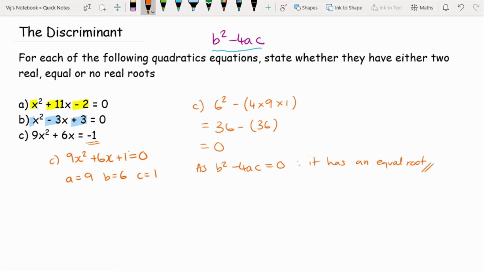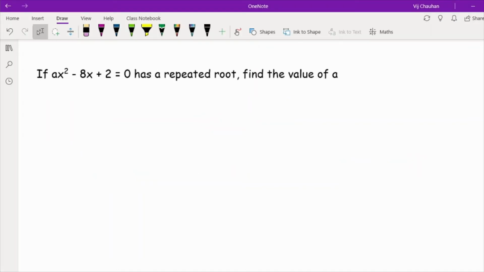And there you go. So in this particular question, it's like a reverse question, because we need to work out what part of the question is missing. It says that if a x squared minus 8x plus 2 equals 0 has a repeated root, find the value of a. So the key thing to note here is that it's got a repeated root. So as it's got a repeated root, what does that mean?